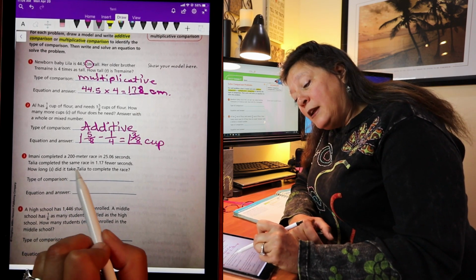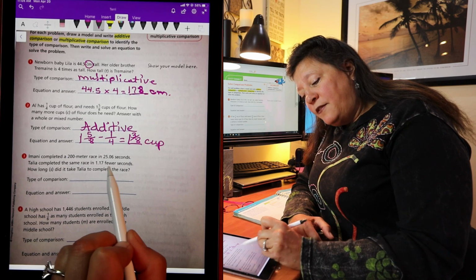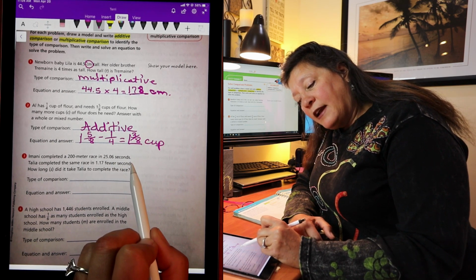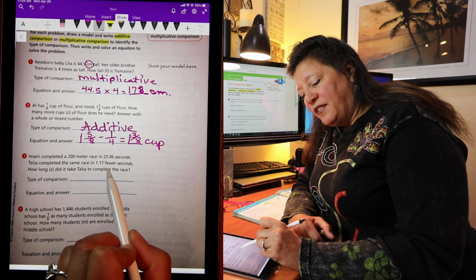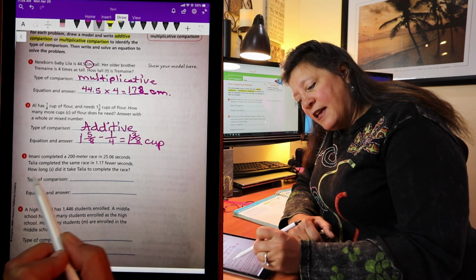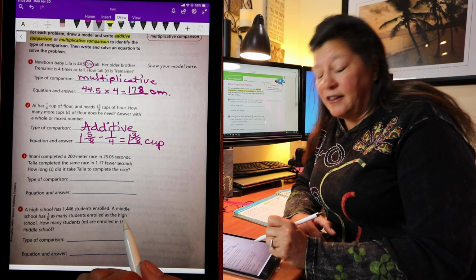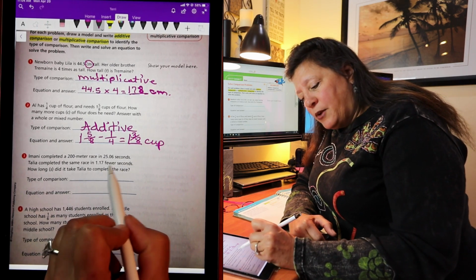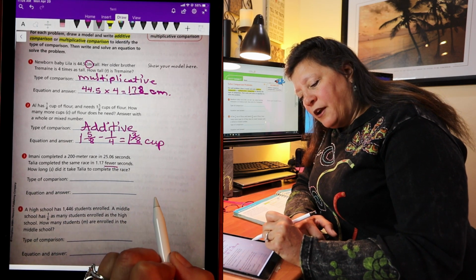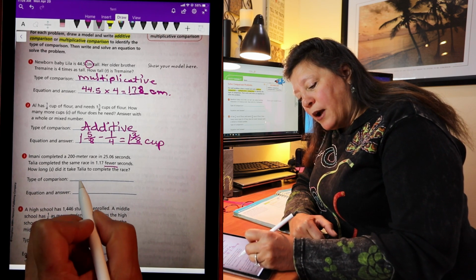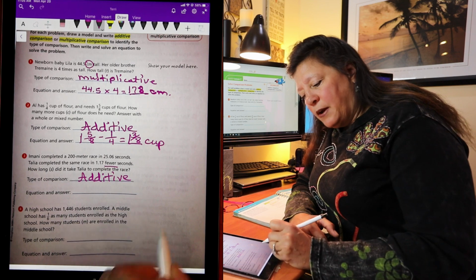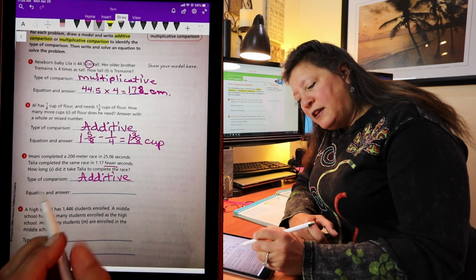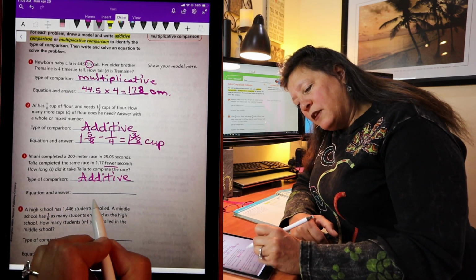Number 3, Imani completed a 200-meter race in 25.06 seconds. Talia completed the same race in 1.17 fewer seconds. How long did it take Talia to complete the race? Well, we have the keyword fewer there, so this is going to be a subtraction problem. So that means it is additive comparison. So adding or subtracting, it would be additive comparison.